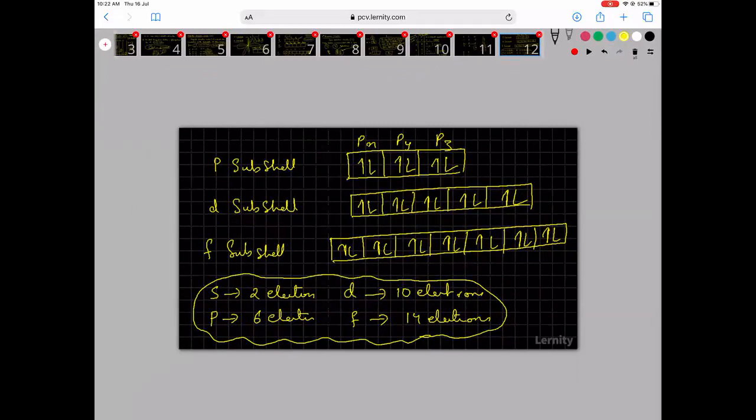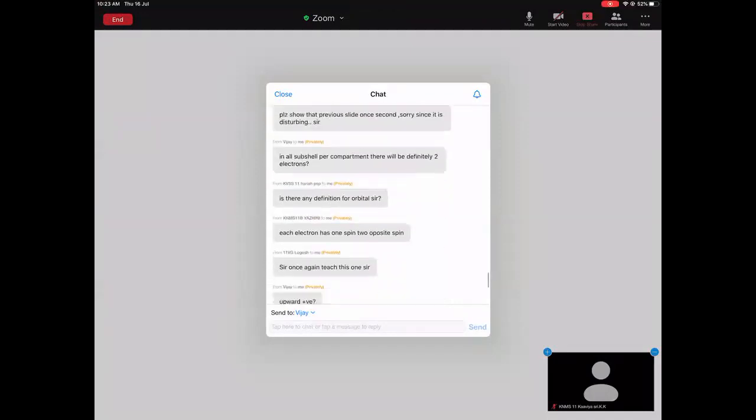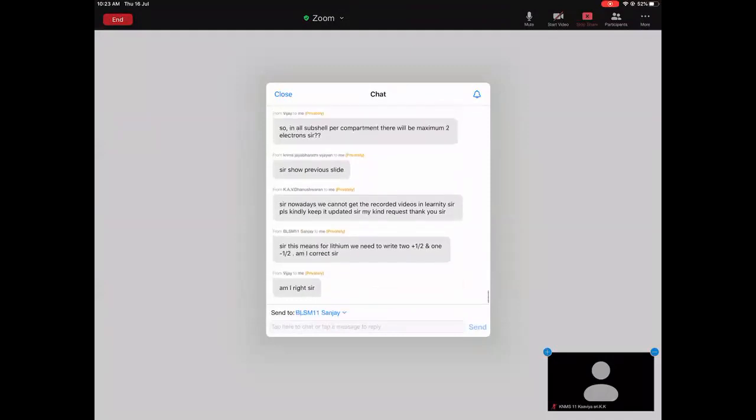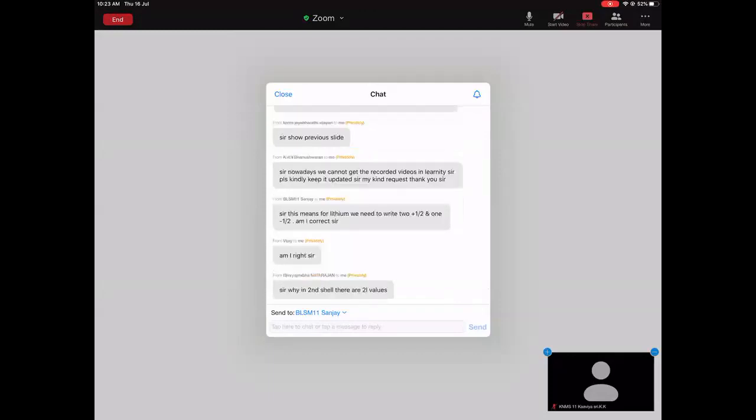Okay. Please show the previous slide. Okay. In all subshells, definitely 2 electrons, I have answered. Sir, this means in all subshells per compartment, there will be a maximum of 2 electrons. Yes. This means that for lithium, we need to write 2, half and plus 1.